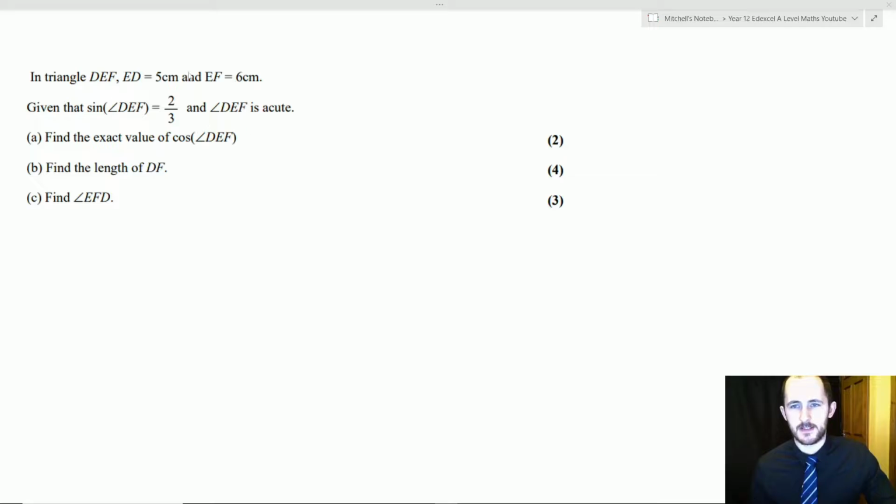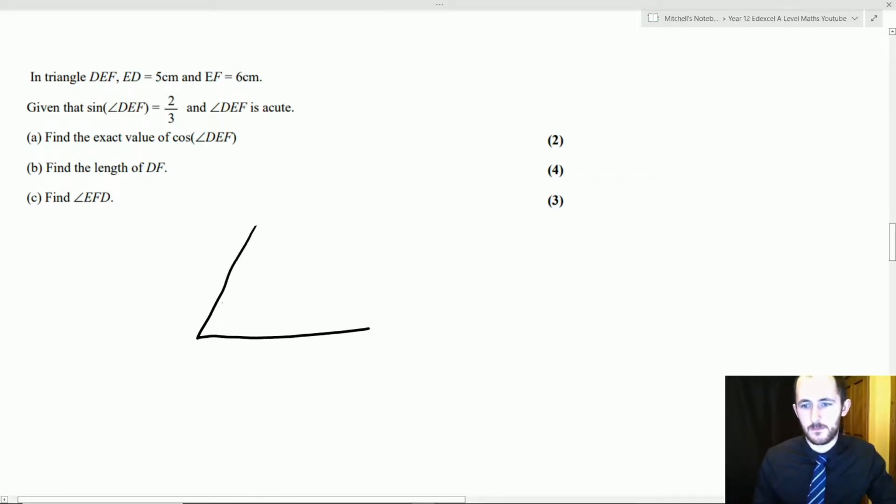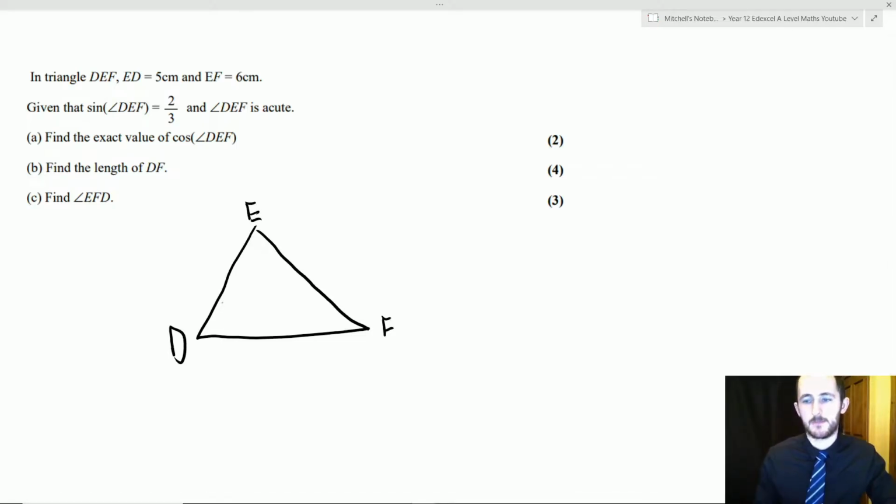So they give us a bunch of letters and numbers. If you notice, they don't tend to give you the actual triangle. So in triangle DEF, so let's just draw out a relatively big triangle and just call it DEF. Again, I don't actually know what it looks like, but it's a good model. ED is 5 centimeters, so let's do that. EF is 6 centimeters.